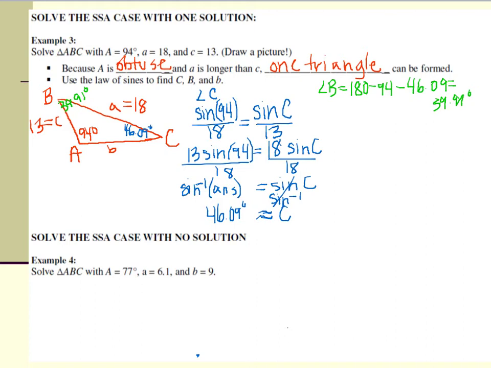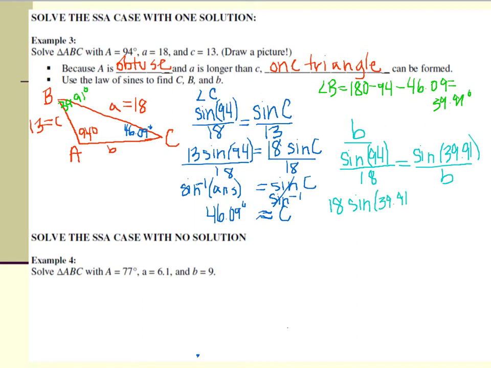So I'm going to say again, this is what side B is. We're going to do sine of 94 over 18 equals sine of 39.91 over B. So if you cross multiply here, you've got 18 times the sine of 39.91 equals B times the sine of 94. And then to get B alone, we're just going to divide both sides by the sine of 94 to make those cancel out.